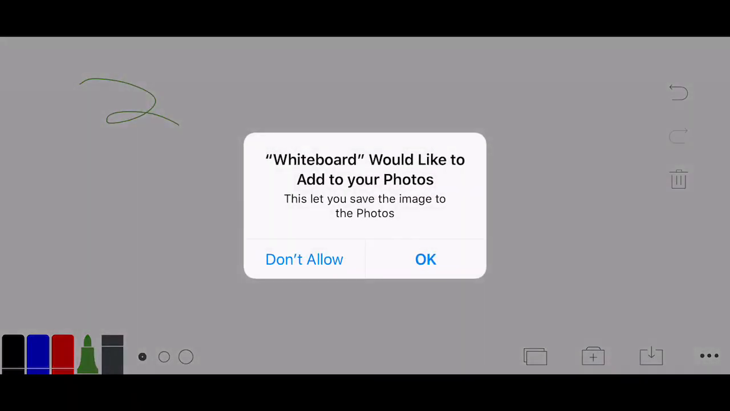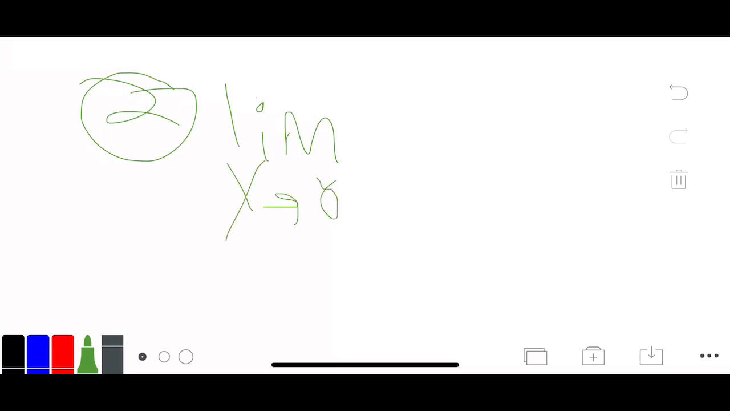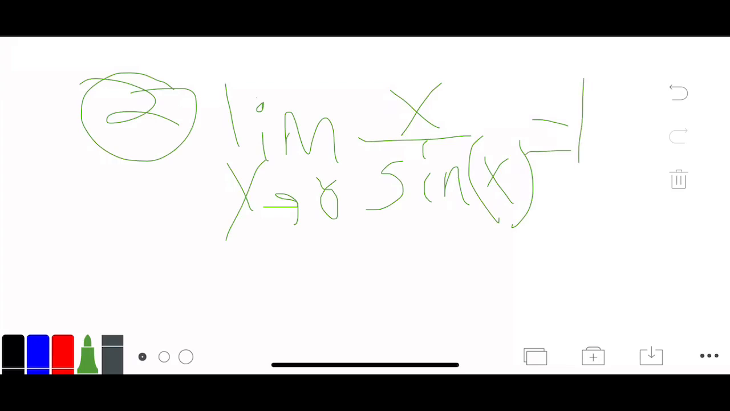The second one is you want to have a limit, obviously as x is approaching 0, and it's basically the opposite. You want to have x over sine x, and this will also give you 1.